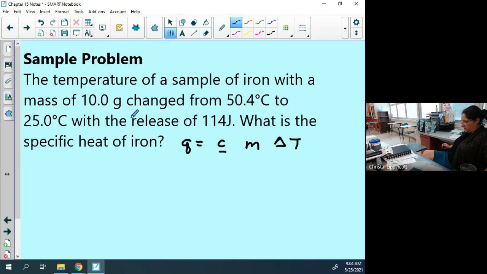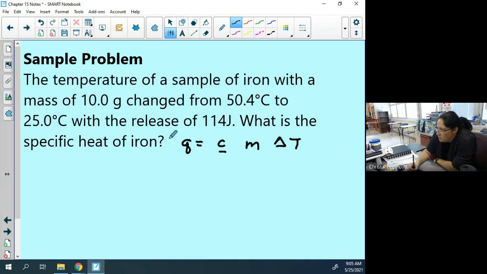Get it? I think so. How does it compare to what iron should be on that chart? Pretty close. Good? Yeah.